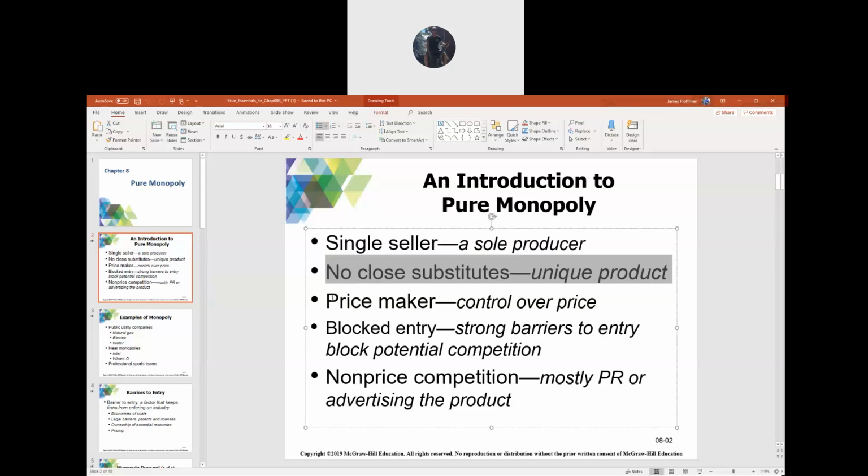Okay, so the opposite of the purely competitive firm, this firm is a price maker. They can charge whatever price they want under monopoly. And for whatever reason, there's blocked entry, and it's very difficult, if not impossible, for other firms to come into this market because there's only one firm, and there's no pricing competition, right? Because they can charge whatever price they want.